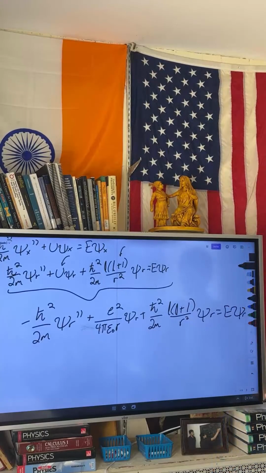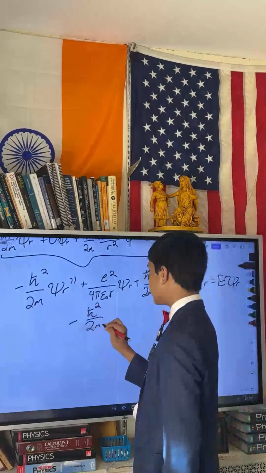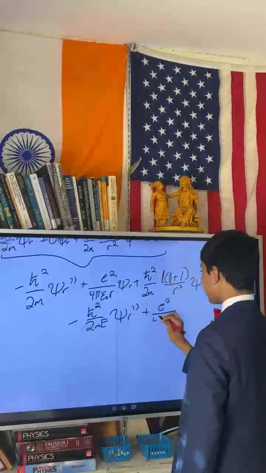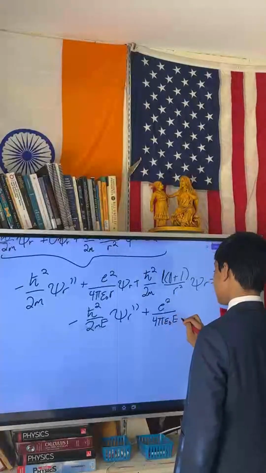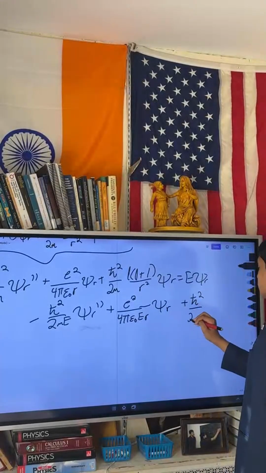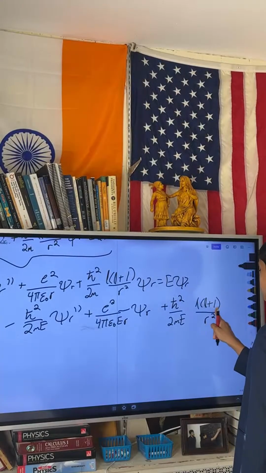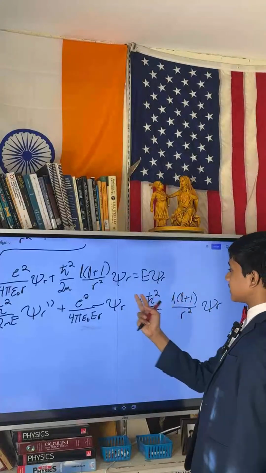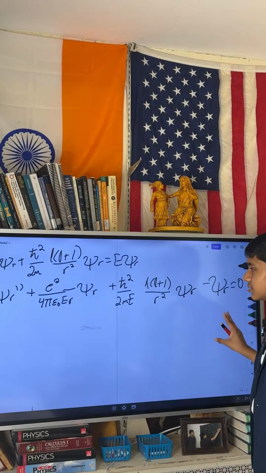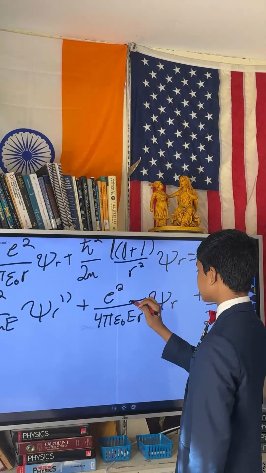First, let's divide everything by e. That gives us minus h bar squared over 2me psi r double prime plus e squared over 4 pi epsilon naught e r psi r plus h bar squared over 2me L times L plus 1 over r squared psi r. And for the hell of it, let's just bring this psi r over here. Minus psi r is equal to 0. Now, that's not a minus, by the way. I don't know why it looks like that.